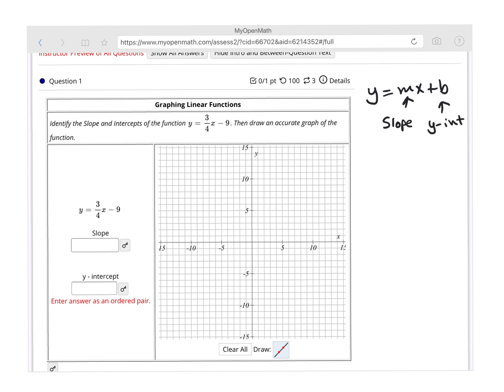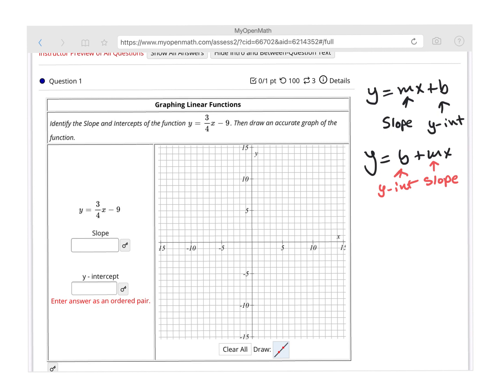Now, when you're looking at this, we almost always put the mx before the b, but it doesn't always have to be that way. You could do y equals b plus mx. It's just important to note that the number in front of the x is always the slope, and the constant, which is just the number without a variable, is always the y-intercept.